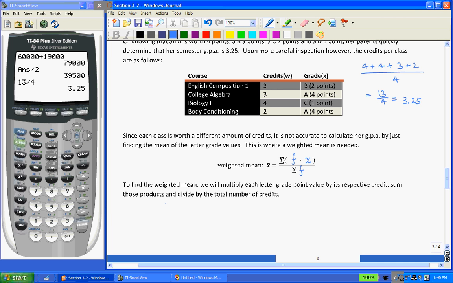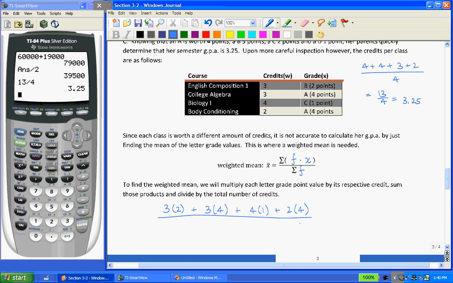So English composition was 3 credits and multiply that by 2 since she got a B. And then 3 credits for college algebra and multiply that by 4 since she got an A. 4 credits for biology but multiply that by 1 for the C. And then 2 credits for body conditioning and multiply that by 4 for the A. But we're not going to divide by 4, just the number of classes. We're going to divide by the total number of credits.